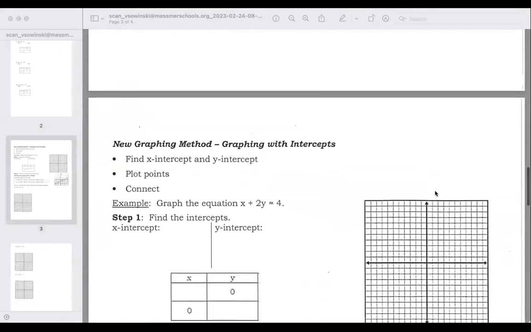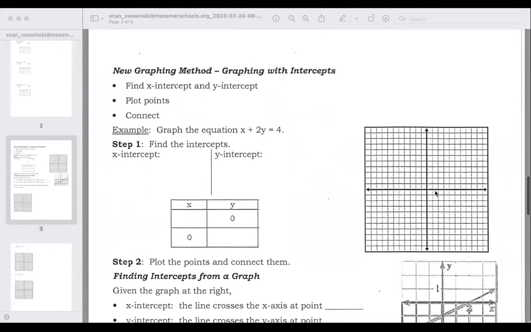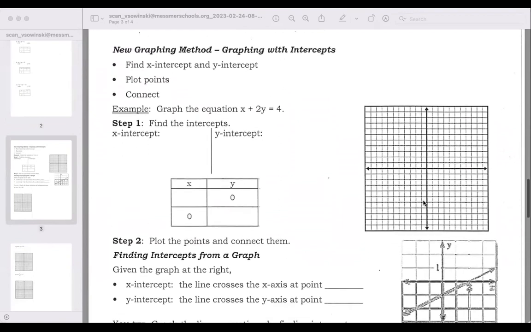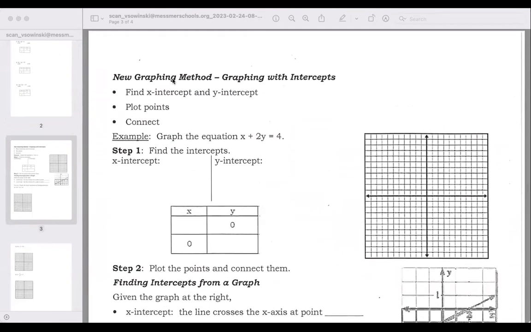All right, let's skip ahead to the second page now, which I already talked about, but we're going to go over it one more time. So we're going to graph this line by using the intercepts. Okay, so we'll start with step 1. It says first we need to find the x and y intercepts. So my equation this time is x plus 2y equals 4.